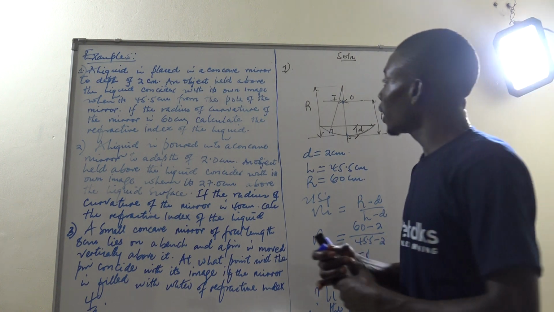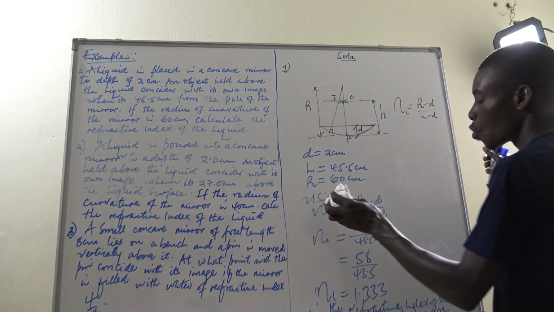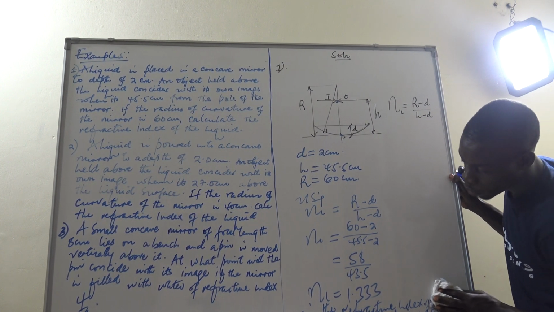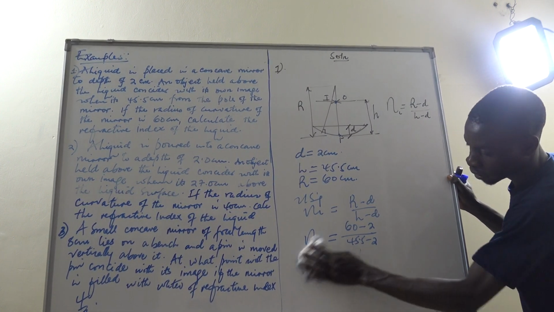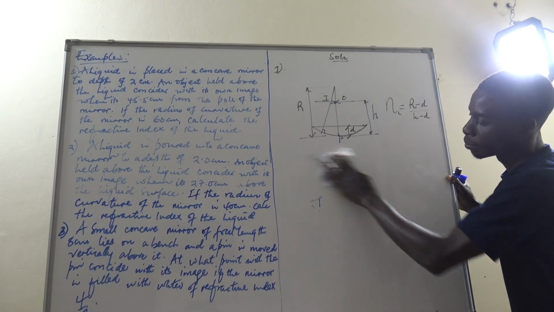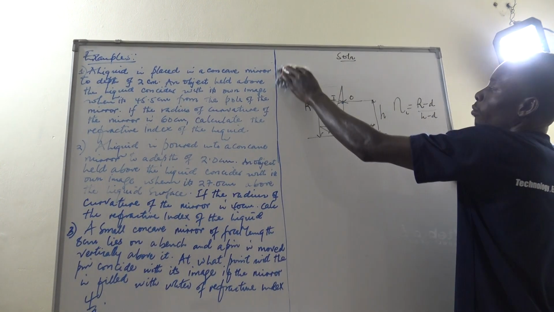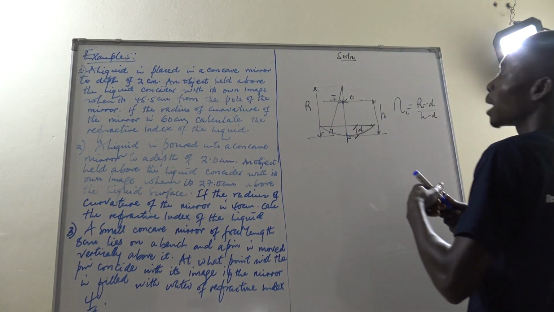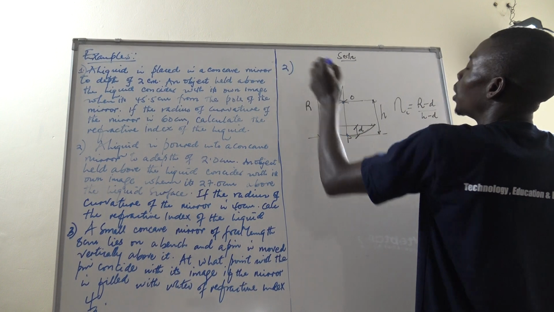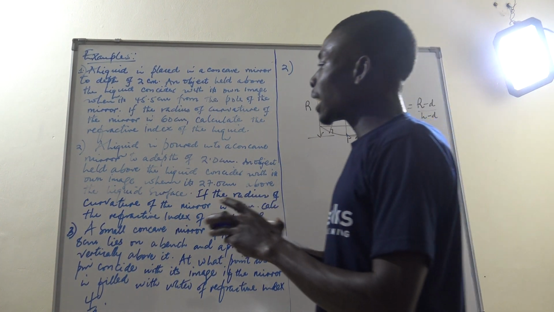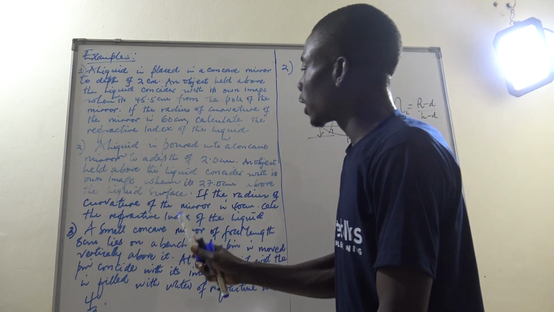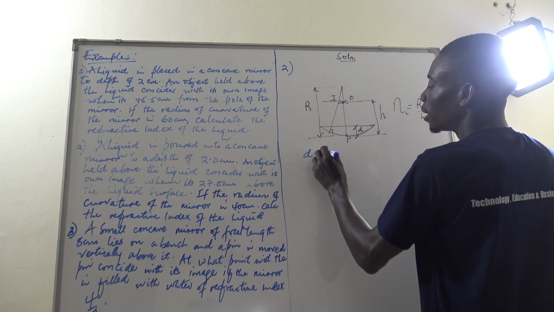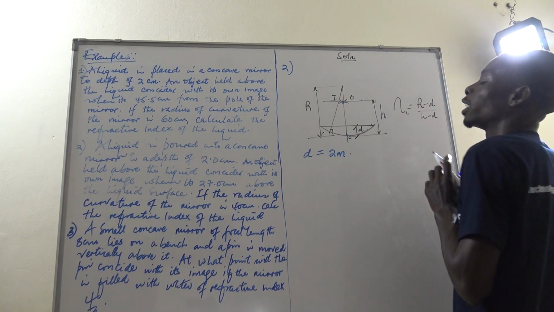So let's now look at Roman 2. I'm removing this away, assuming that we have gotten it right. I'm leaving that diagram there to help us make some simple interpretation where applicable to our numbers. Then it says that a liquid is poured into a concave mirror to a depth of 2 centimeters. Again here, the depth is 2 centimeters.